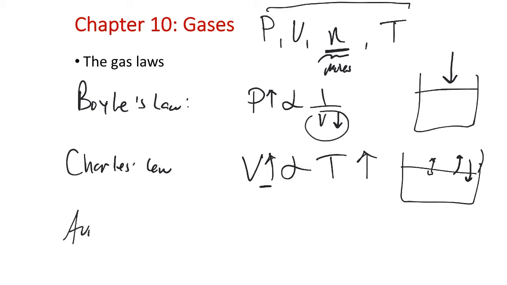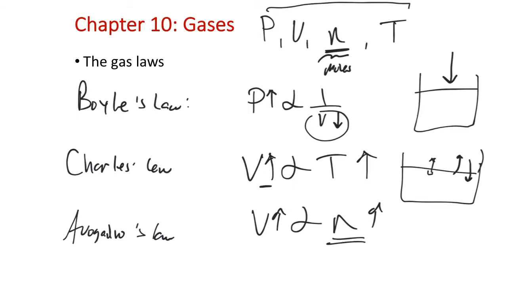And finally, Avogadro studied a relationship between the volume and the quantity. If you just add more gas to the container, then we need to expand the volume if we're going to keep the pressure and the temperature the same. So if you increase the quantity of the gas, put more moles in the container, we're going to increase the volume of the container.